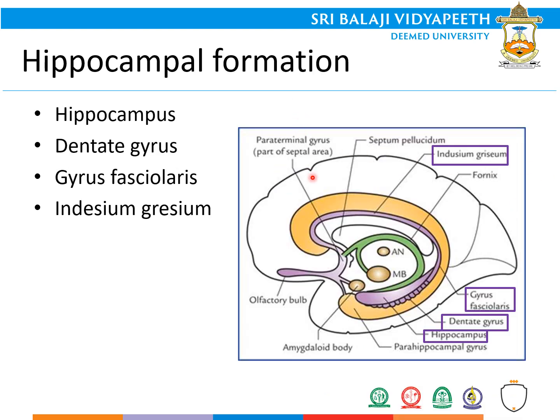The hippocampal formation includes the hippocampus. So this is the hippocampus here, and then it also includes the dentate gyrus, the gyrus fasciolaris and the indusium griseum. So these are the structures shaded in violet.